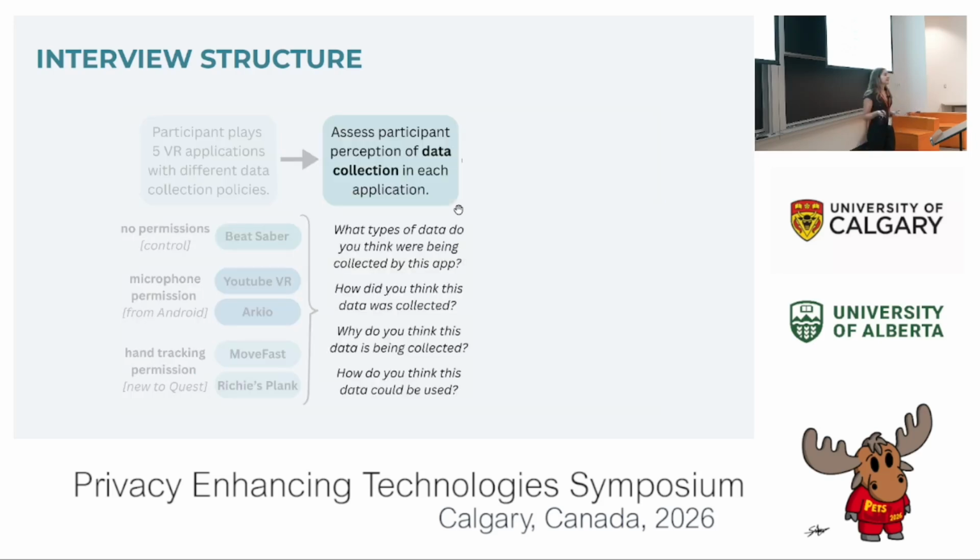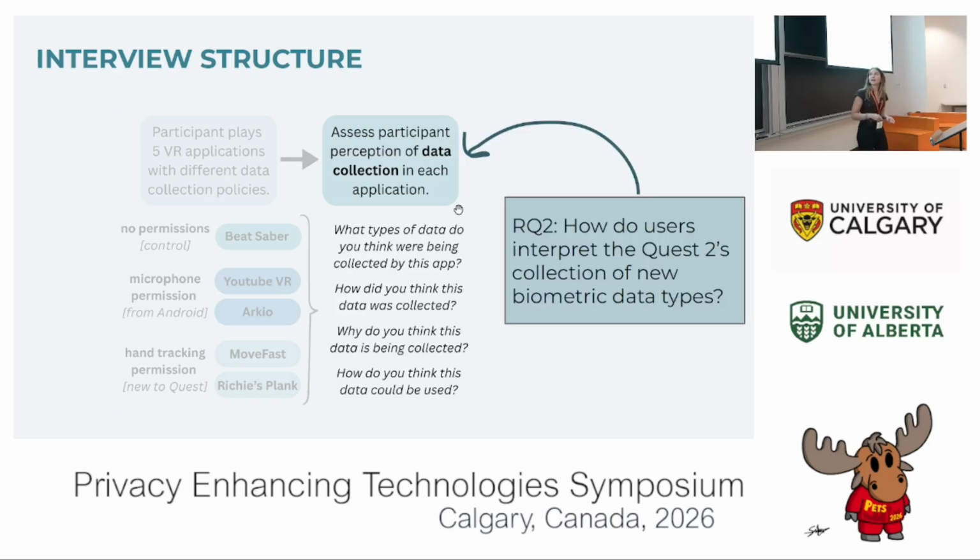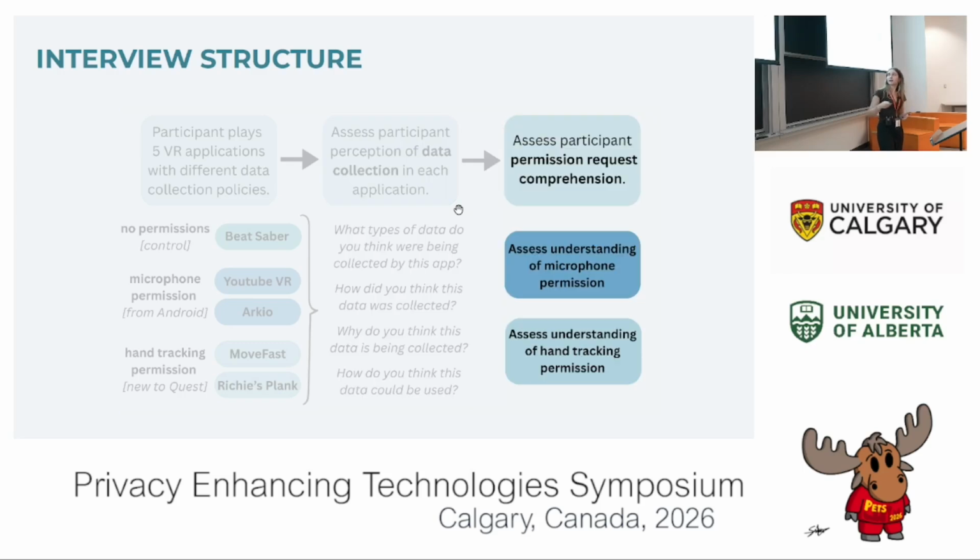And so then we try to assess participant perception of data collection to see if they actually understand what data types are being collected, how they were being collected, why they were being collected. And this allows us to address our second research question, how users interpret Quest 2's collection of new biometric data types. And then we assess participant understanding of the permissions requests. So do users understand what they're agreeing to when they click that permission pop-up? For the microphone, do they understand the scope of those permissions? And more importantly, for the new hand tracking permission, do they understand the scope of that?